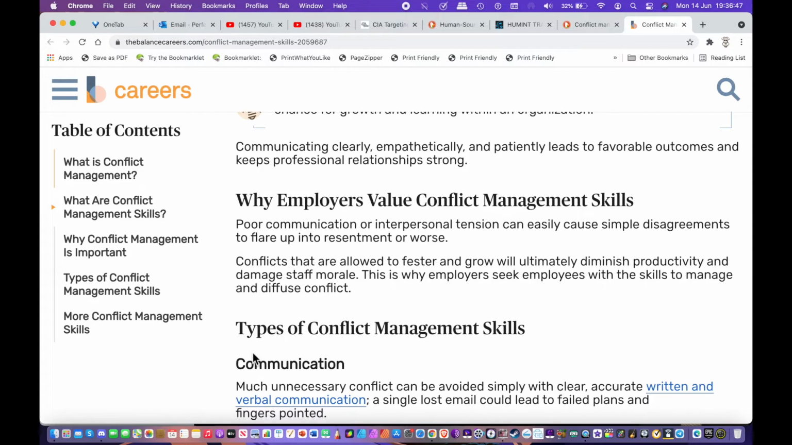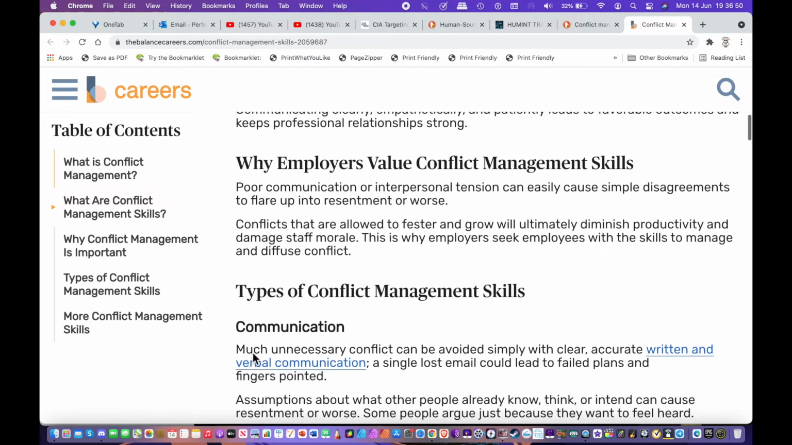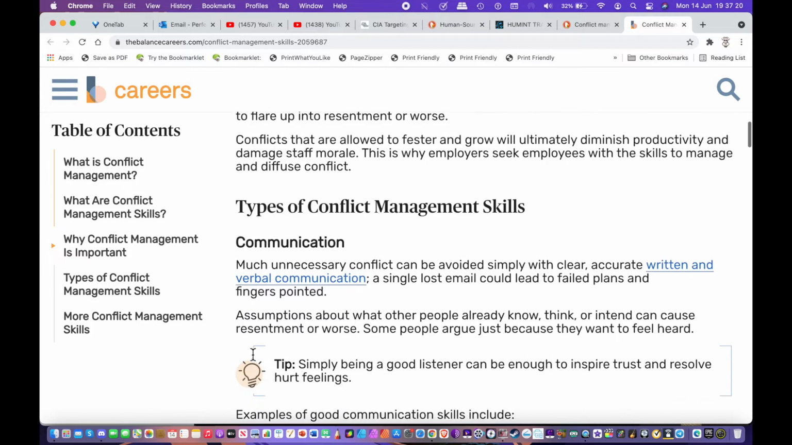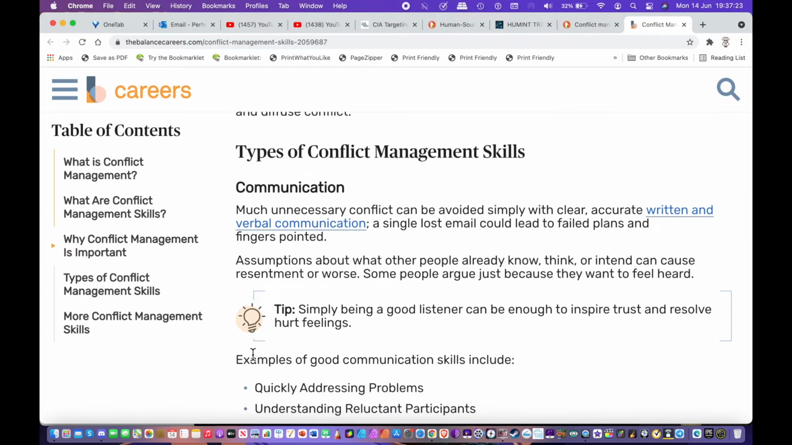Why employers value conflict management skills. Poor communication or interpersonal tension can easily cause simple disagreements to flare up into resentment or worse. Conflicts that are allowed to fester and grow will ultimately diminish productivity and damage staff morale. This is why employers seek employees with the skill to manage and diffuse conflict. Types of conflict management skills.